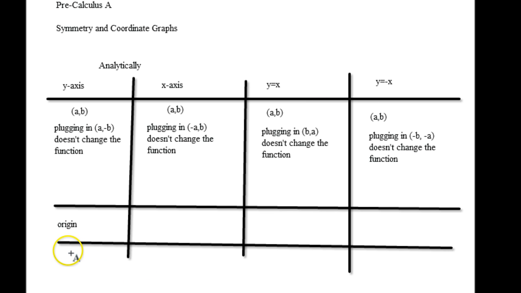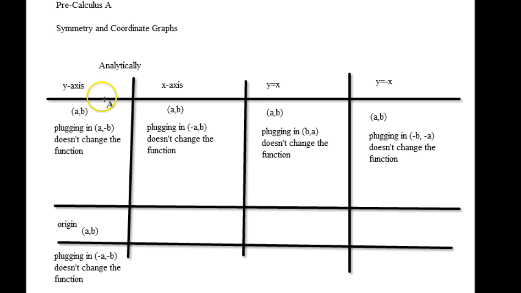All right, now origin symmetry, and I'm just going to say this. You do the same thing. Okay, but instead of plugging in a and negative b, you plug in negative a and negative b, and it doesn't change the function. And once again, you still need to use the a comma b. Okay?